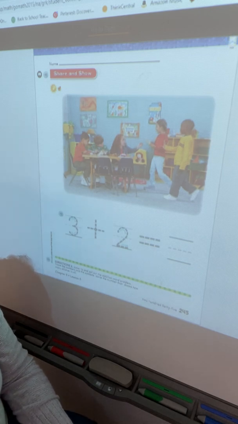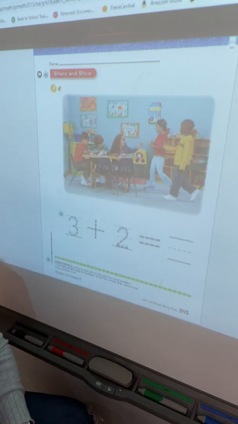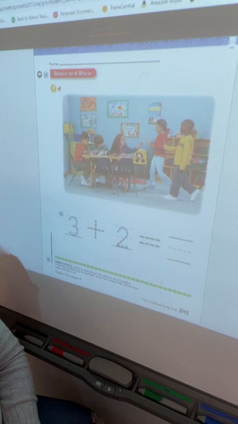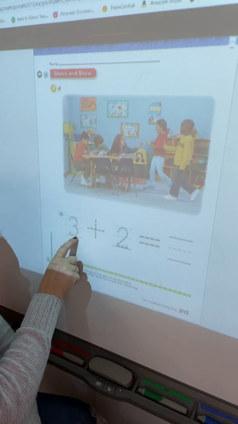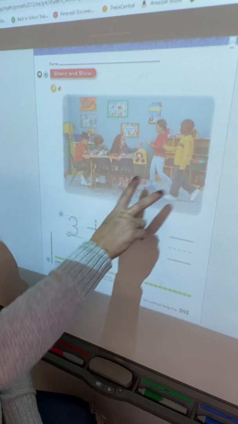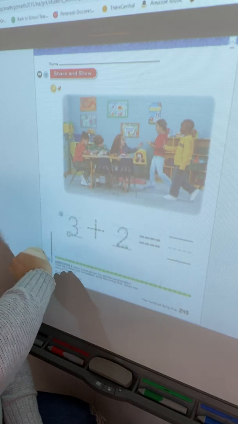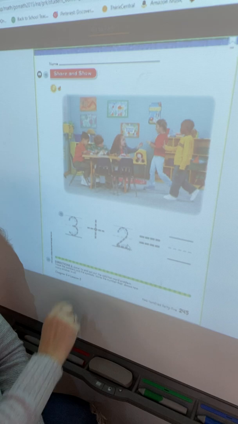What do you spy here? We still see some kids at school. How many kids are sitting at the table? There are 3. Go ahead and trace that 3. How many more friends want to come along and join them at the table? There's room for 2 more, and here come 2 more friends. So go ahead and trace that 2.